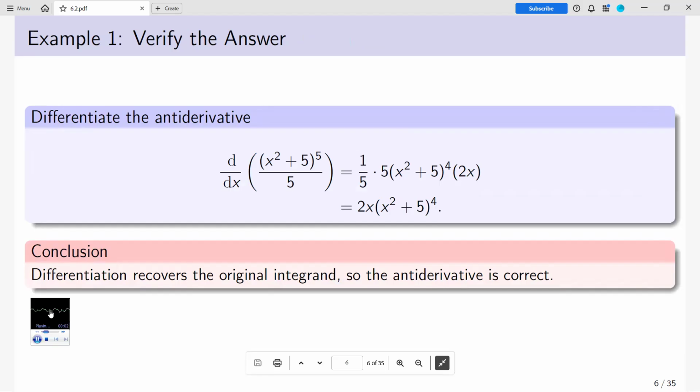Differentiating the answer reproduces the original integrand exactly. This is the most reliable way to check an indefinite integral. Do the check if you have extra time in the test and care for perfect grades.